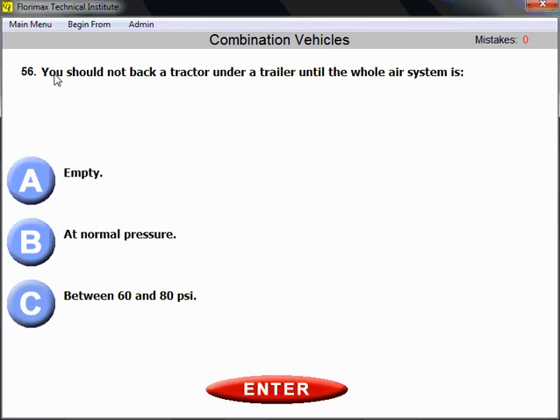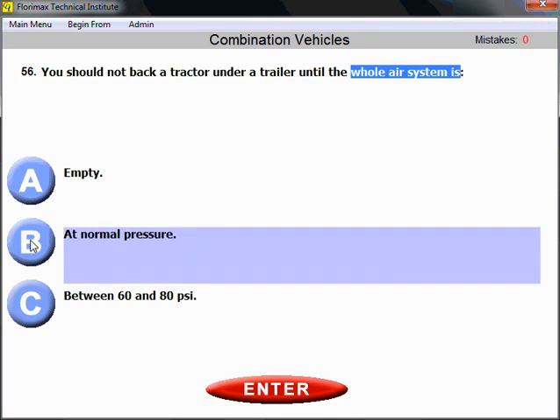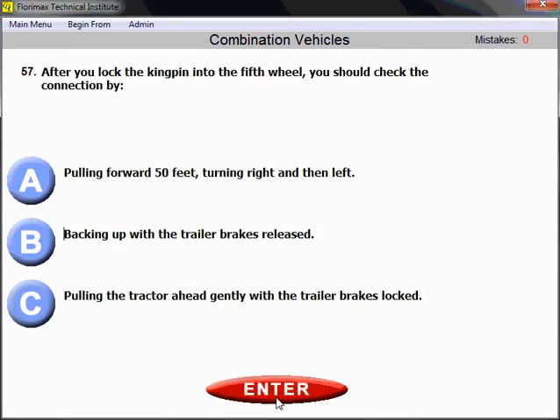Question number 56. You should not back a tractor under a trailer until the air system is what? And again, the answer is obvious. The air system should be at normal pressure. At normal pressure, which is, by the way, 125 psi. But again, at normal pressure. Don't do anything until the air system is fully charged with normal pressure. Okay, normal pressure.